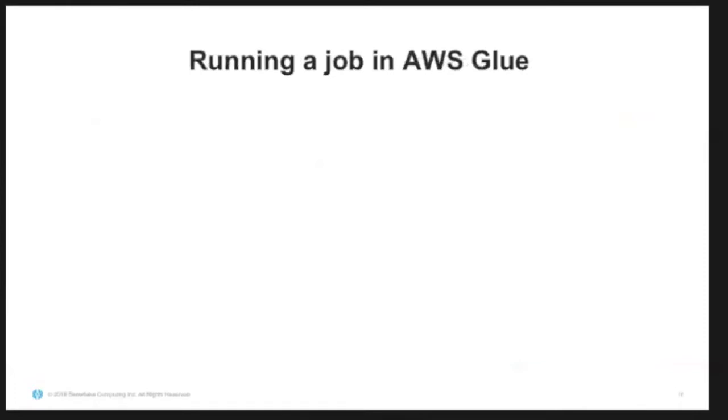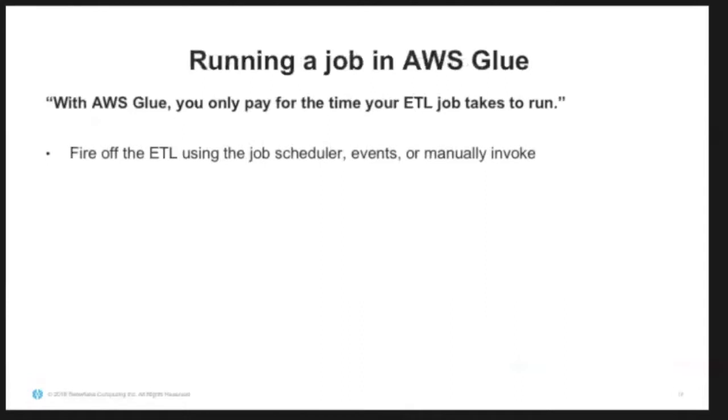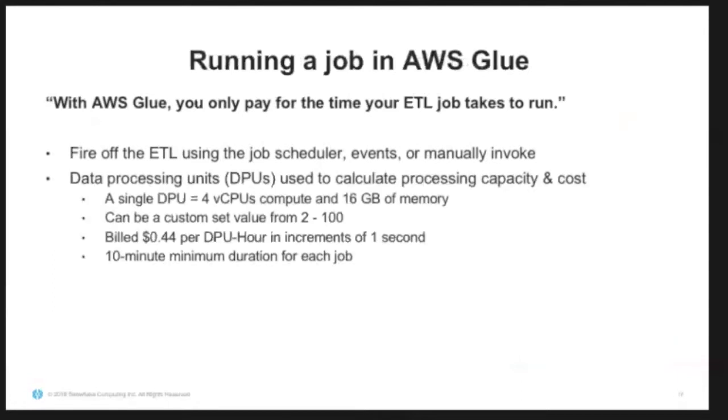Okay, so running a job in Glue. Because it's serverless, you only pay for the time it takes your job to run, right? So you can fire off jobs several different ways: the scheduler, different events, or just manually run it, maybe through your notebook or IDE. And this is how they calculate not only the cost, but also the capacity that you are using, the processing power you have behind your code, your job.